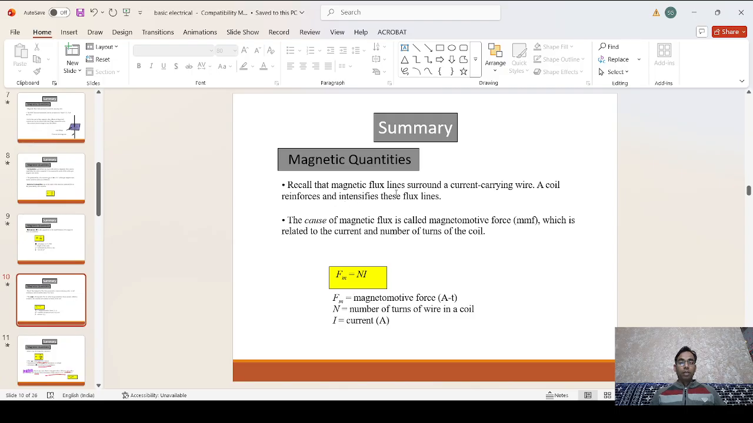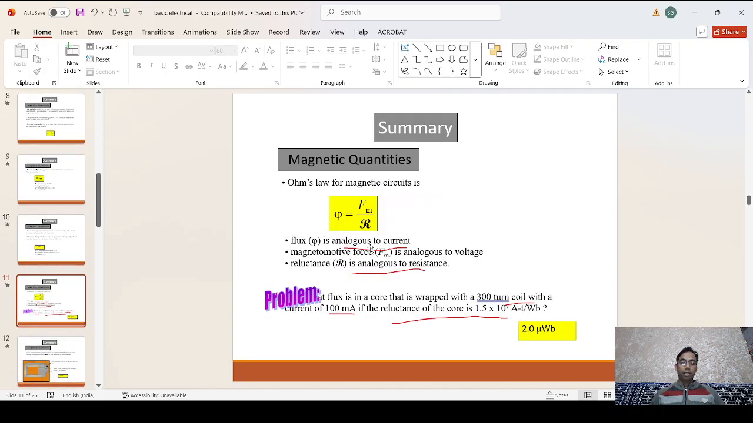Recall the magnetic flux lines around the current carrying wire. A coil reinforces and intensifies these flux lines. So the cause of magnetic flux is called the magnetomotive force, which is related to the current and number of turns. So this is the representation mmf equal to N into I, where N is the number of turns and I is the current. So we can represent the magnetomotive force of the magnetic circuit.